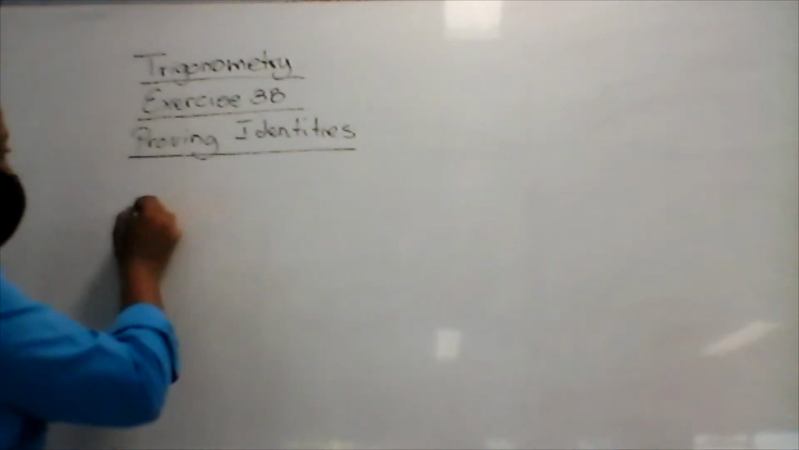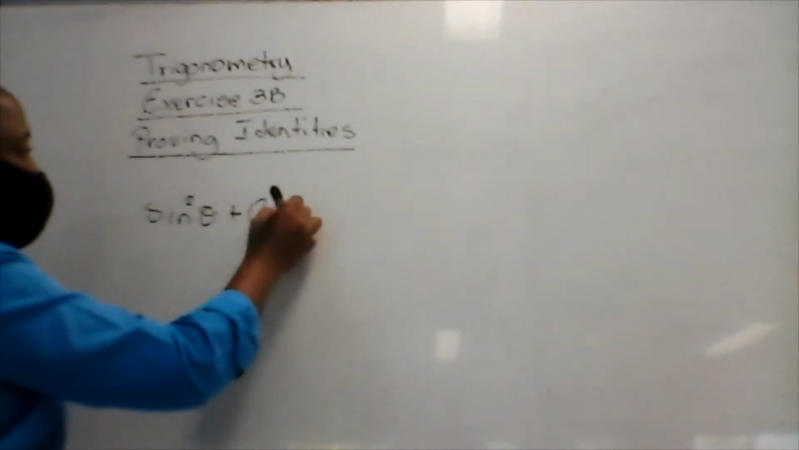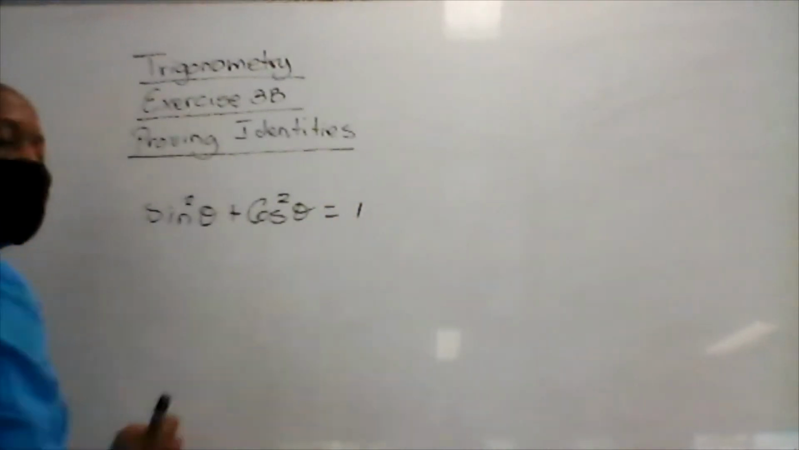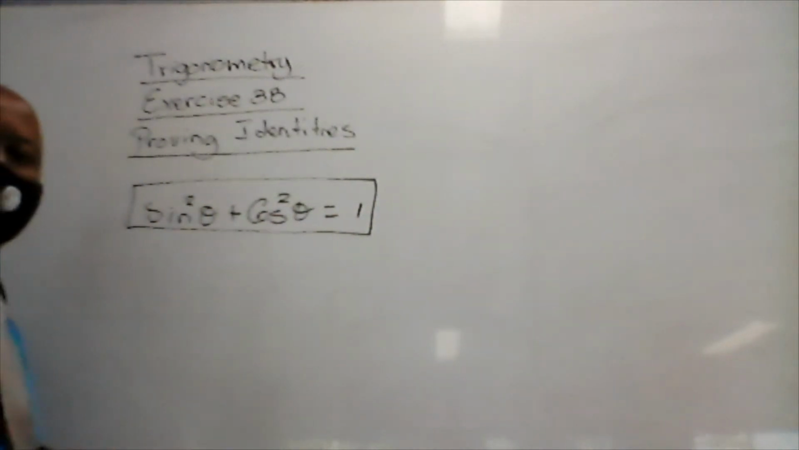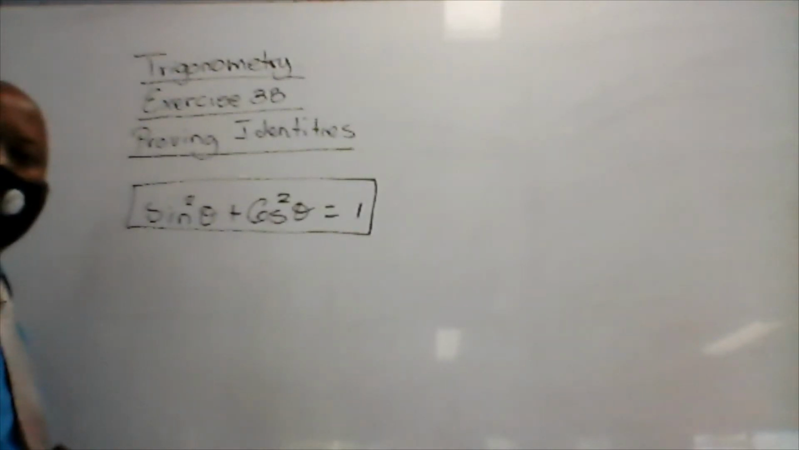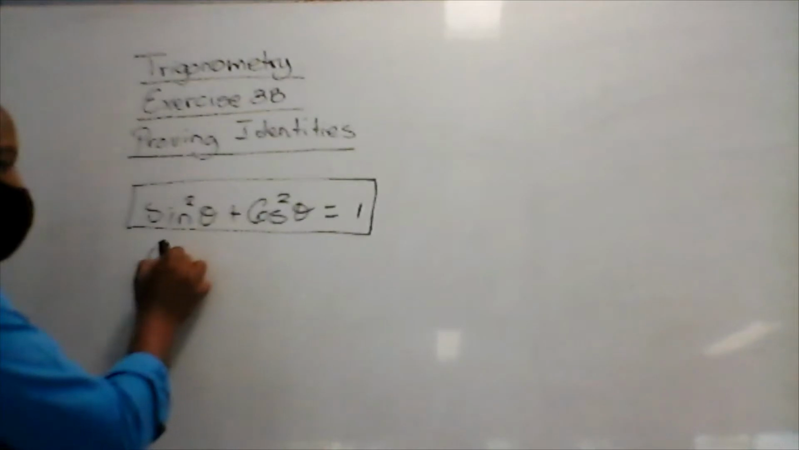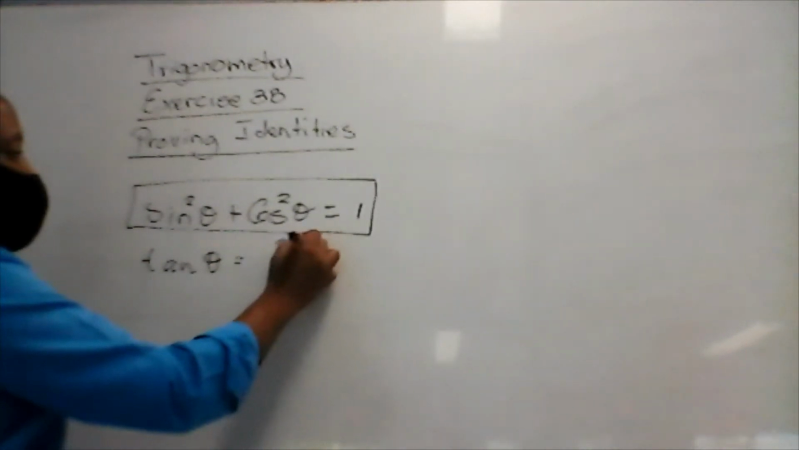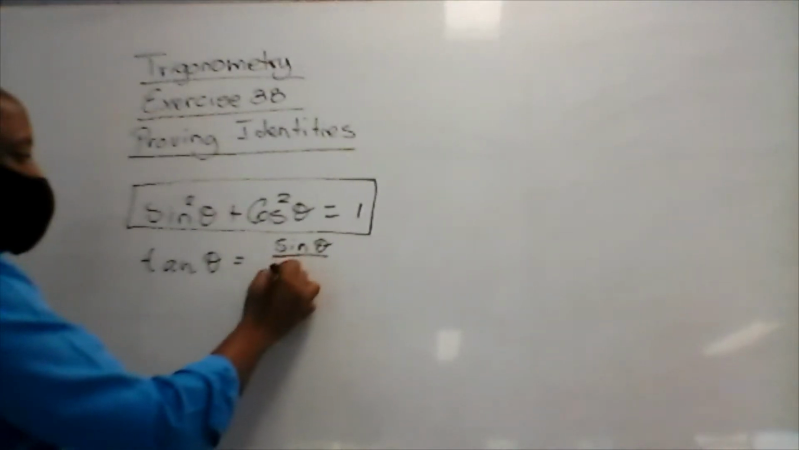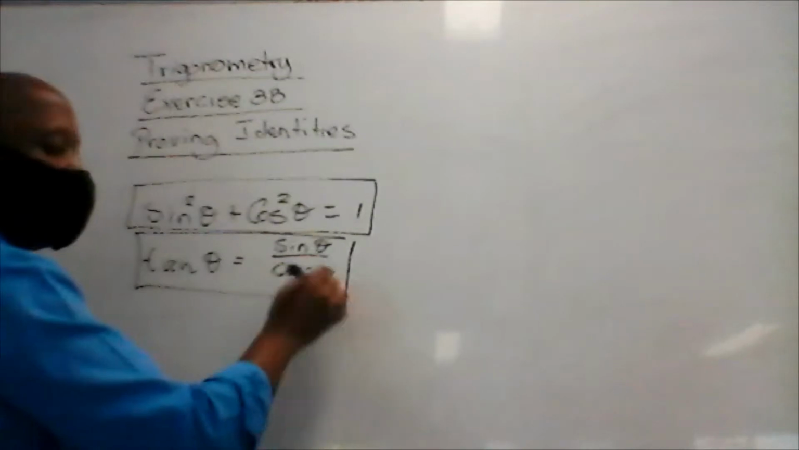Squared identities first: sine squared of theta plus the cosine squared of theta is equal to 1. So we are going to use this as one of the identities to prove equivalence. The second identity is our quotient identity. The tangent of theta is the same as the sine of theta divided by the cosine of theta.